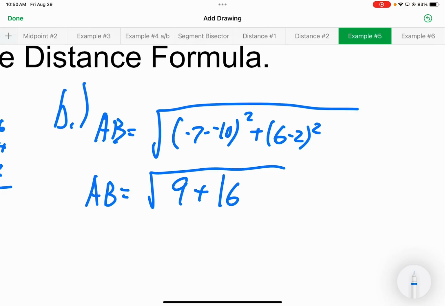Now, do be careful. Whatever order you choose your coordinates from for the first one, make sure you do the same order with the second one. 9 plus 16 gives us what? Which happens to be a perfect square of 5.